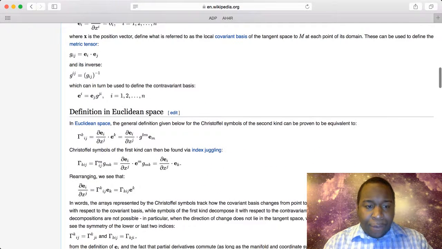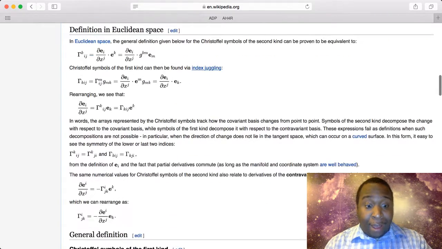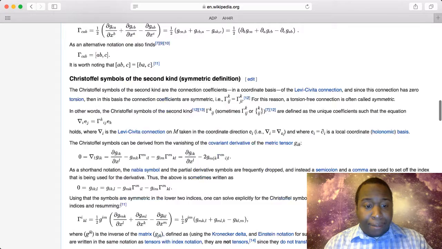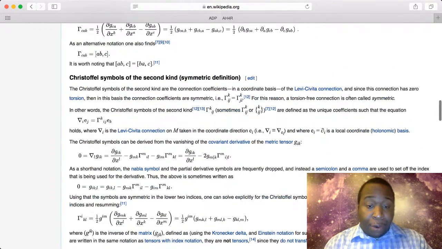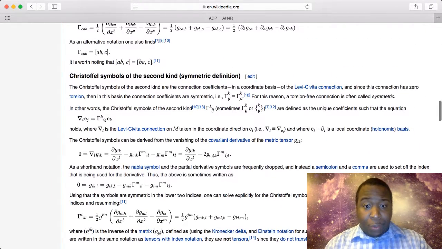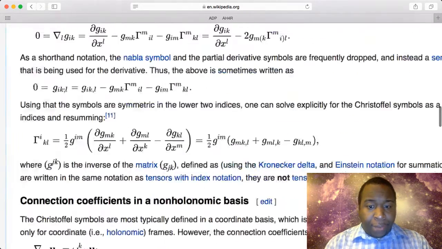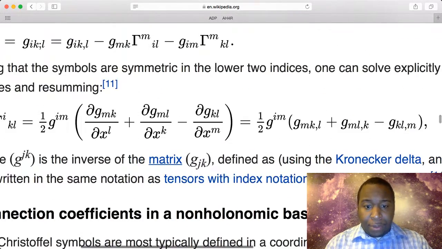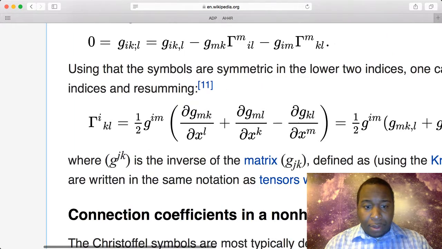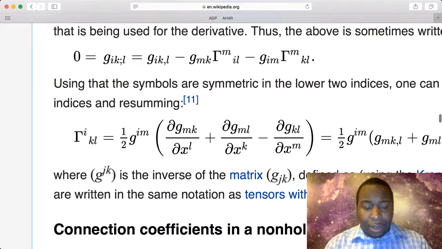And so the Christoffel symbols that we're going to be working with for this problem are the Christoffel symbols of the second kind. So there's a first kind and there's a second kind, and the ones we're working with are the second kind. And the equation that's the most relevant for what we're doing is this equation here.